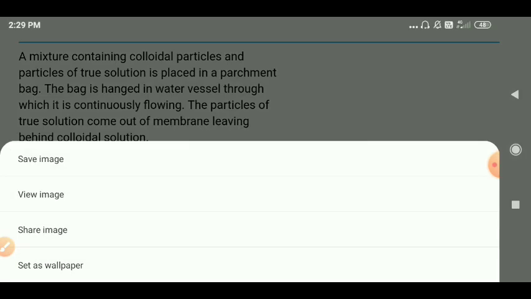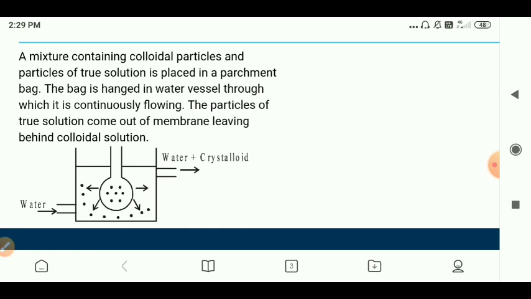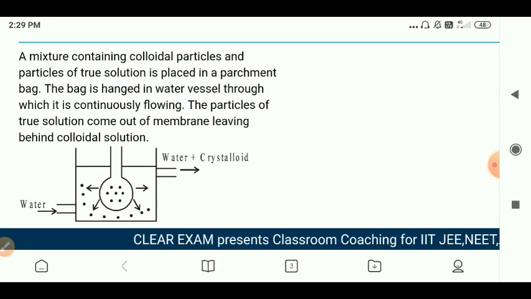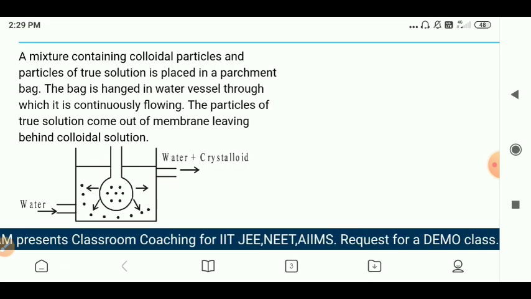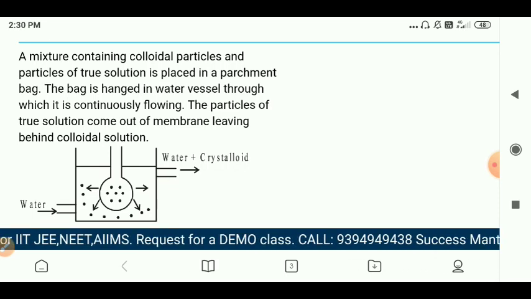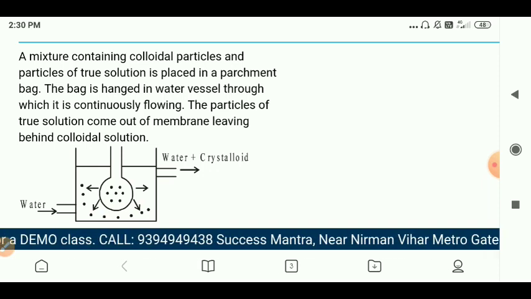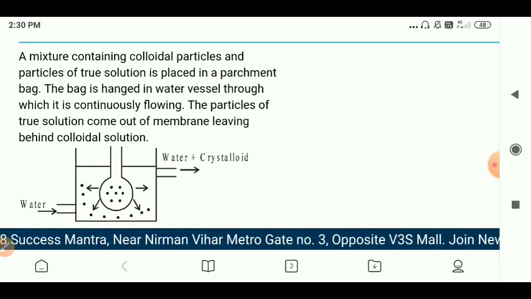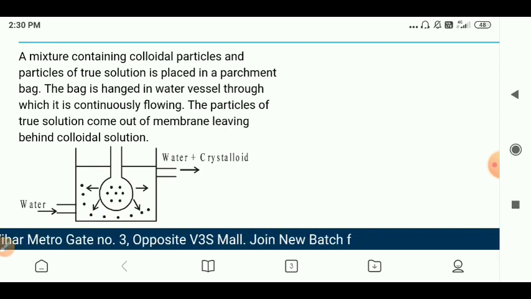But it has to have very fine, very small pores. It has to allow only the smallest, minute particles to pass. Then this bag is hung into the water vessel, which is continuously flowing. You have to keep the bag in the water vessel with water continuously flowing.